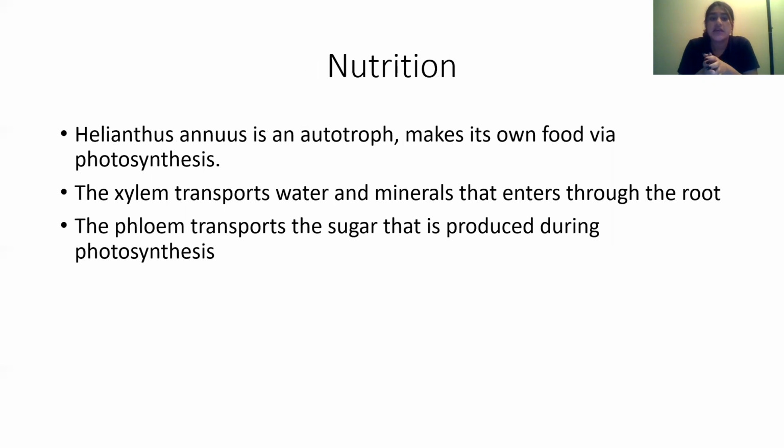The Helianthus annuus is an autotroph due to the fact that it's a plant and it makes its own food via photosynthesis. Photosynthesis is using the energy from the sun to produce sugars, which cellular respiration uses to create ATP, which is the energy that fuels the plant. During this stage, the xylem transports the water and minerals that are coming through the root, and the phloem transports the sugar that is being produced during photosynthesis.